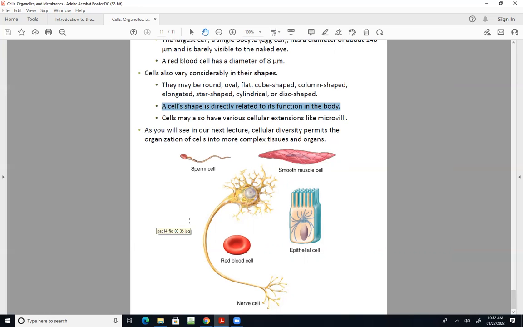As you will see in our next lecture, cell diversity permits the organization of cells into more complex tissues and organs. So we'll get to that point next week. For now, we'll just call it a day. Nothing picture-wise on this page that you need to worry about for the exam. It's just a good way to illustrate those different shapes and sizes and that kind of stuff.